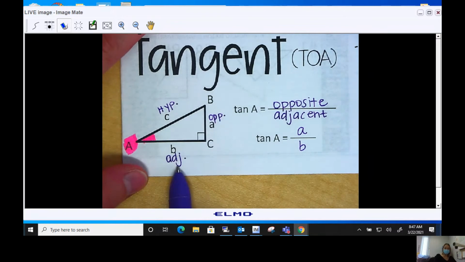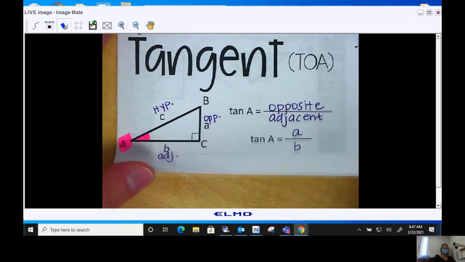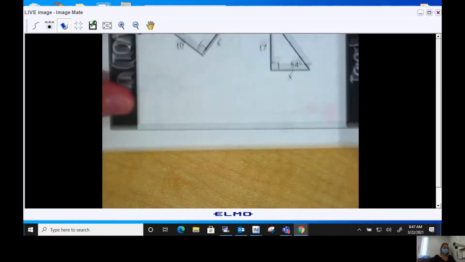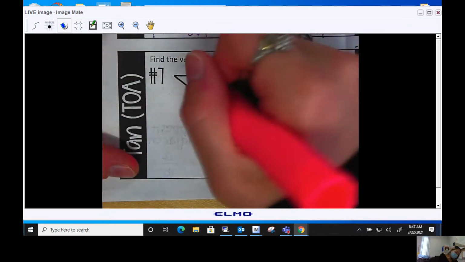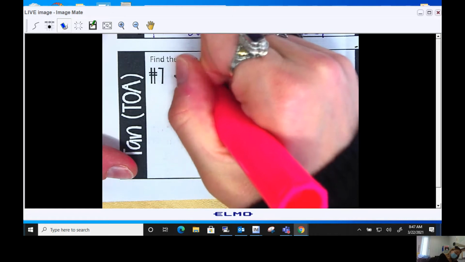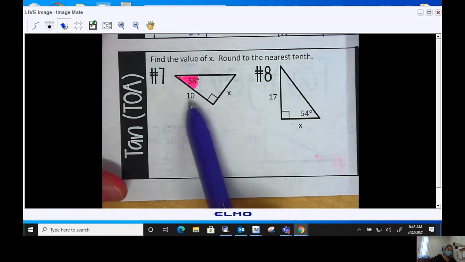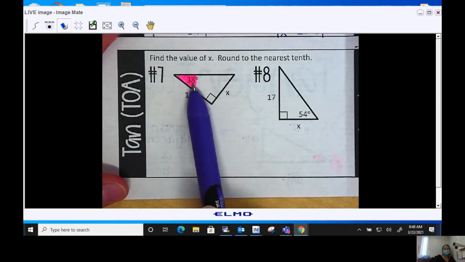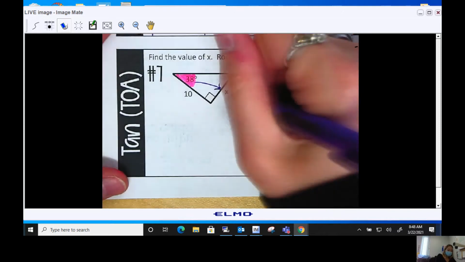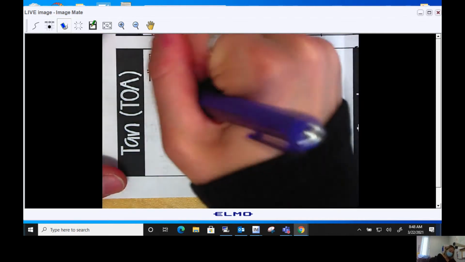Opposite over adjacent. Okay, so now we're going to use the tangent ratio on the inside. Just like before, it's exactly the same. We're going to find our reference angle. We're going to mark our sides of the reference angle. So tangent is opposite over adjacent. Which one of these, the x or the 10, is opposite the 38? X. Good. This one is across from it. So this is my opposite, which means 10 is my adjacent.